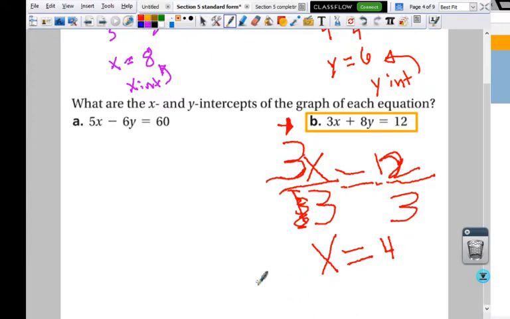Alright, so she's finding our y-intercept, and to do that, she's writing it down a little weird, but that's okay. We're gonna go 8y equals 12, and we're gonna divide by 8 on both sides, and we're gonna get a decimal this time, which is fine.